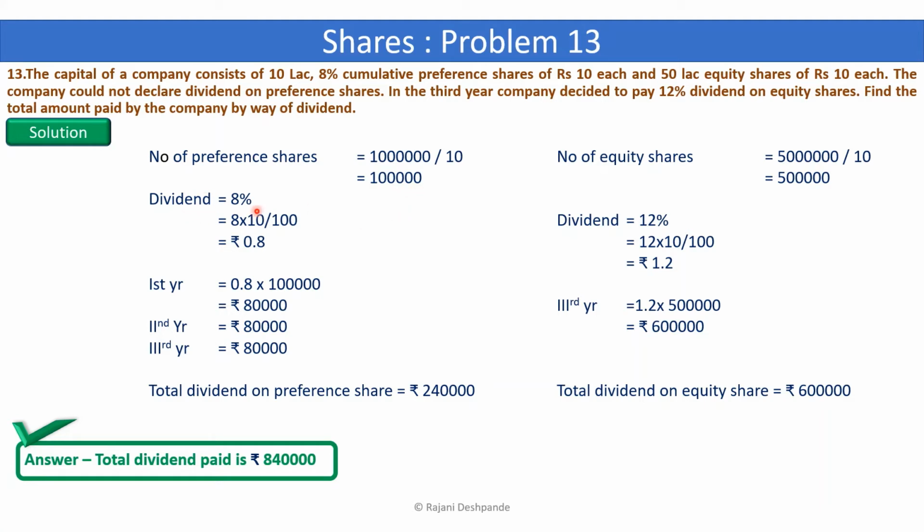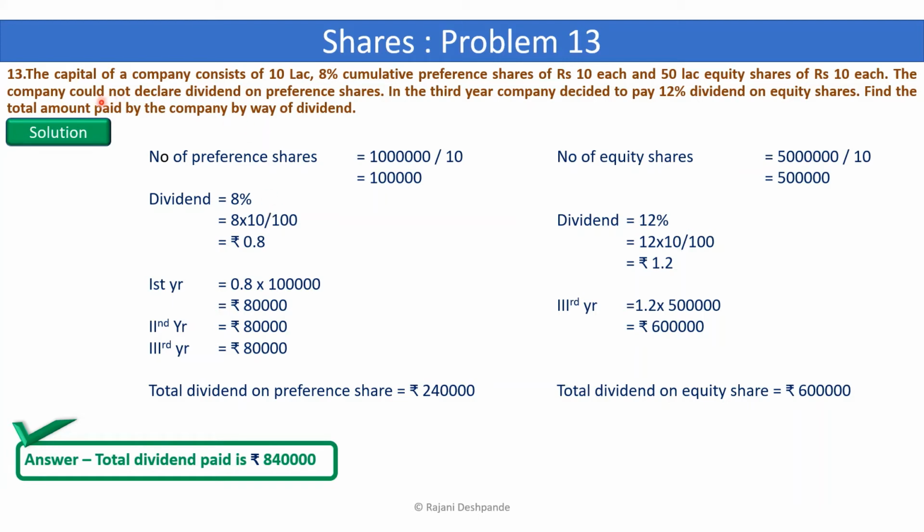The dividend paid for the cumulative preference shareholders here is 8%. So 8% on the face value of a share. Face value of share is rupees 10. So 8% of 10 is 8 into 10 divided by 100, that is 0.8 rupees, 80 paisa. So the 1 lakh cumulative preference shareholders get 8% dividend.